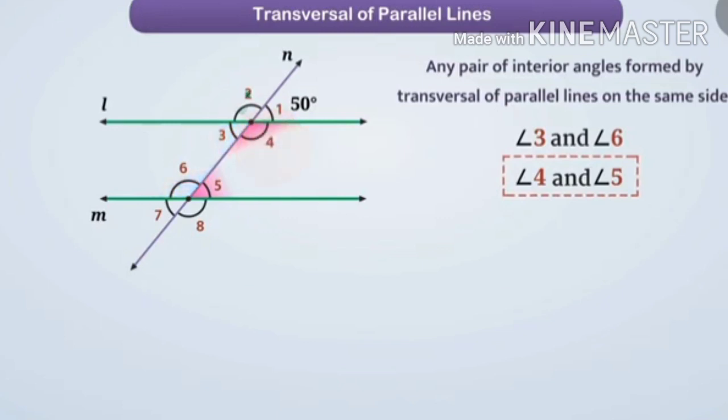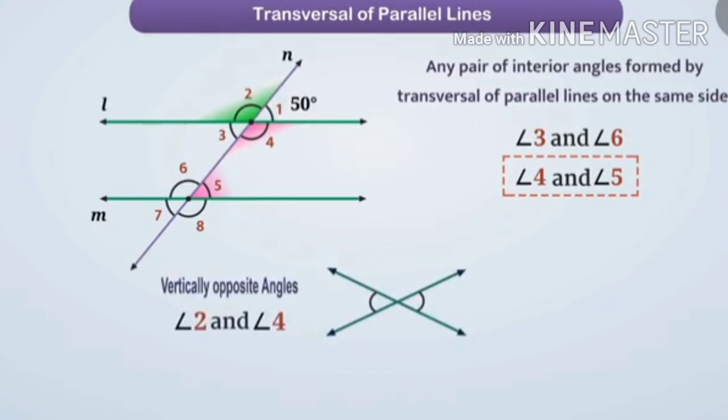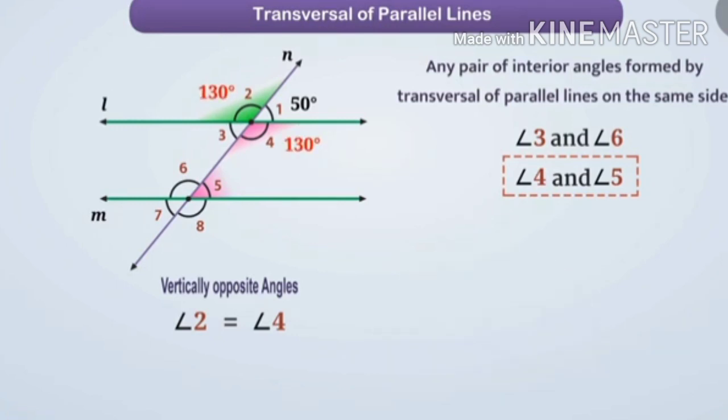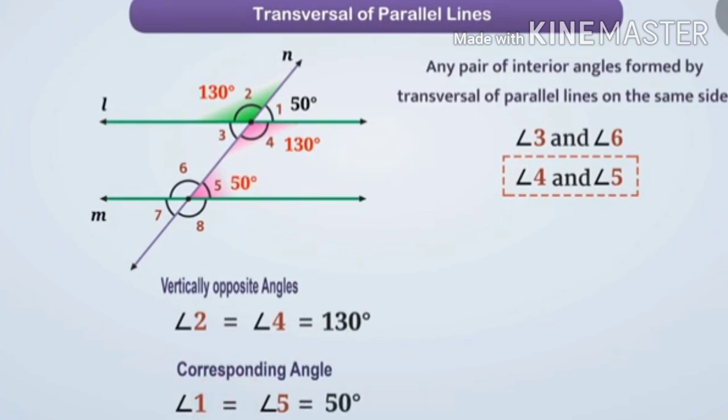If we look at angle 4 and angle 2, they are vertically opposite angles, so they are equal. If you see the measurement of both the angles, then you will find that the measurement of each of the two is 130 degrees. That is, angle 2 is equal to angle 4, 130 degrees. Similarly, if we look here, angle 5 is the corresponding angle of angle 1. Therefore, angle 5 is equal to angle 1, which is 50 degrees. If we add angle 4 and angle 5, we get 130 degrees plus 50 degrees is equal to 180 degrees.